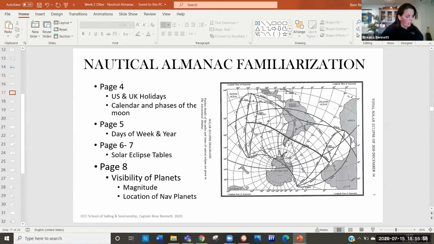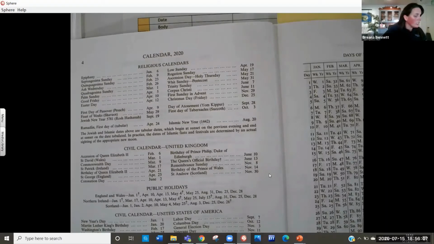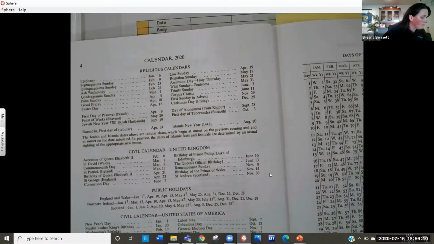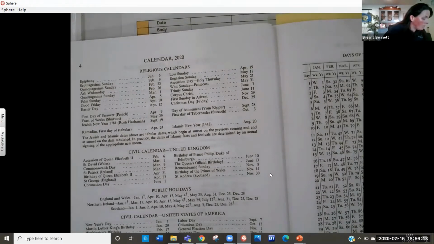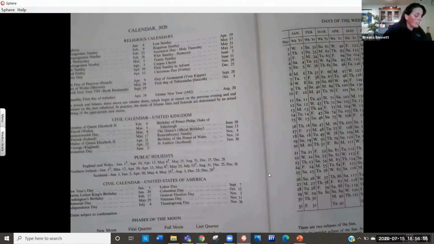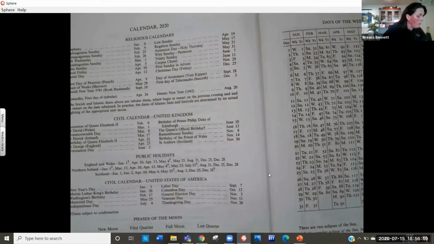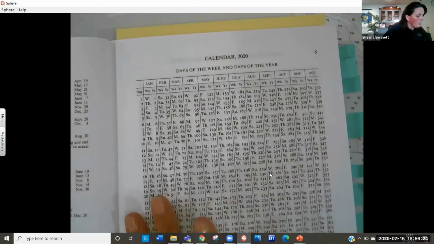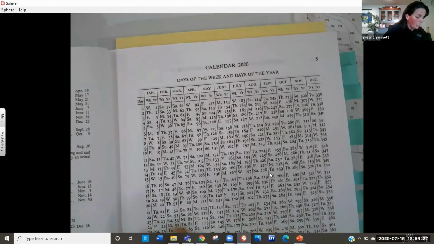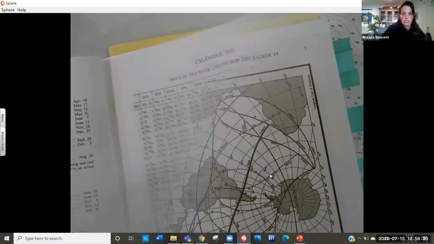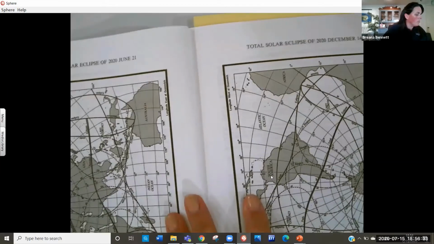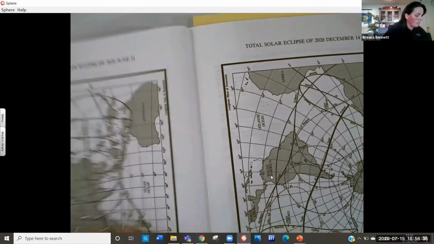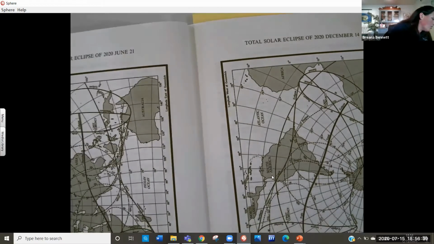Okay, we'll keep flipping the pages here. Page 4 has a calendar of different religious calendar, public holidays, civil holidays, and this is all 2020. So phases of the moon, all current on whatever year it is. Days of the week and days of the year, all just calendars of your almanac. Solar eclipses, different pictures of where you're going to see the solar eclipse.